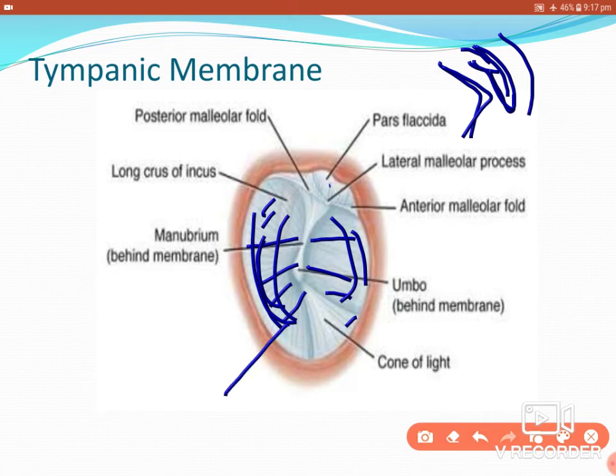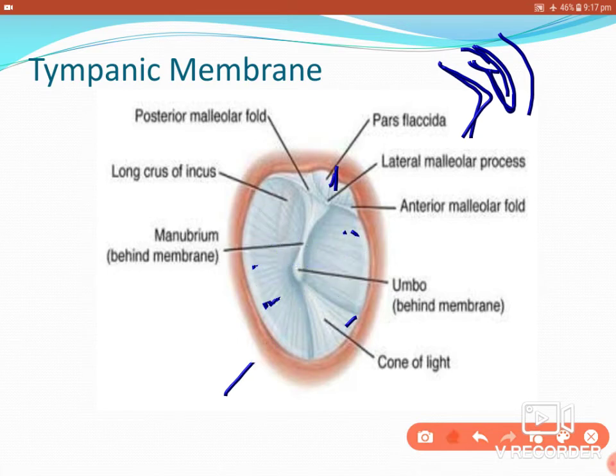In the pars flaccida, the membrane is thin. The fibrous layer is replaced by loose connective tissue, and it appears pink in color. The color of the tympanic membrane is pearly gray, while the pars flaccida is thin and appears pink. The fibrous layer is replaced by loose areolar tissue.